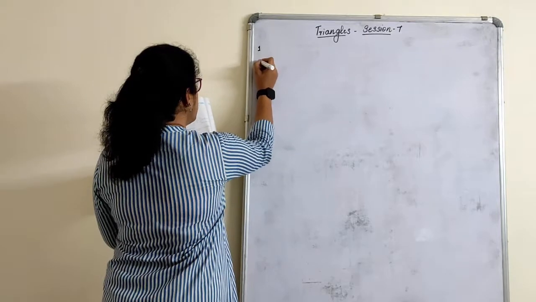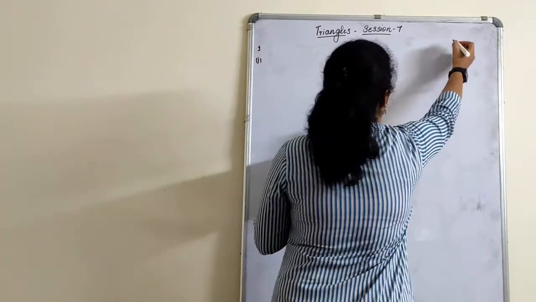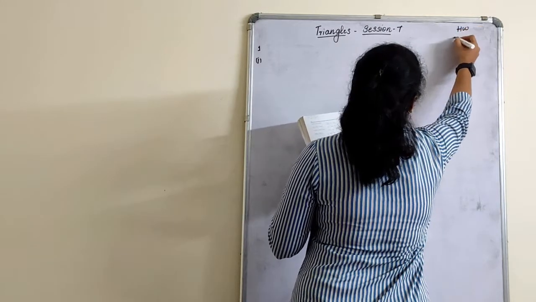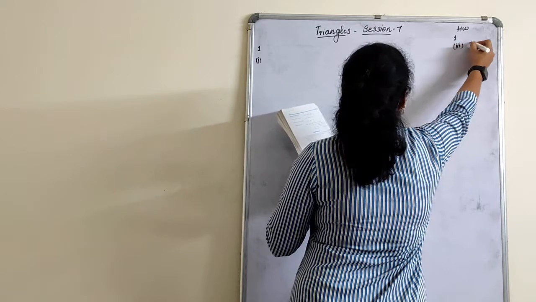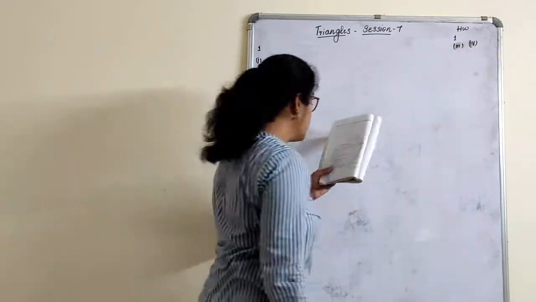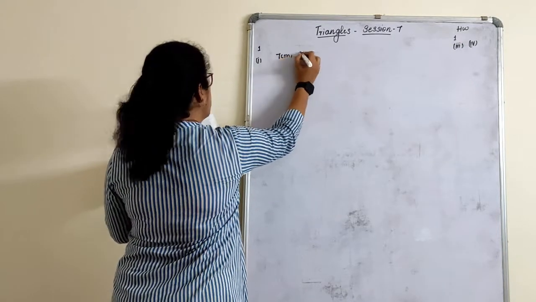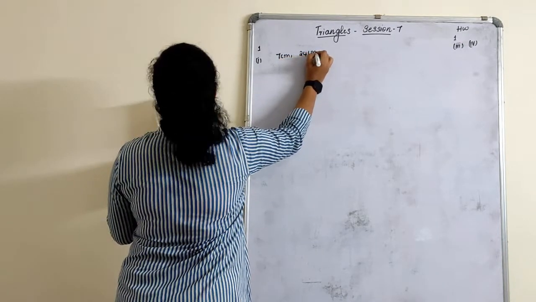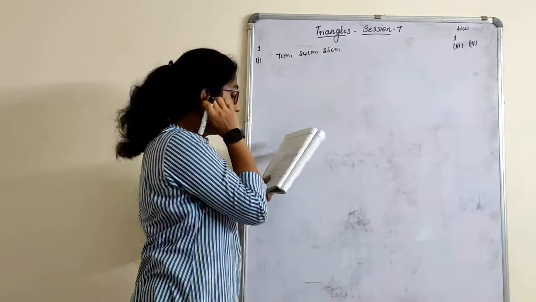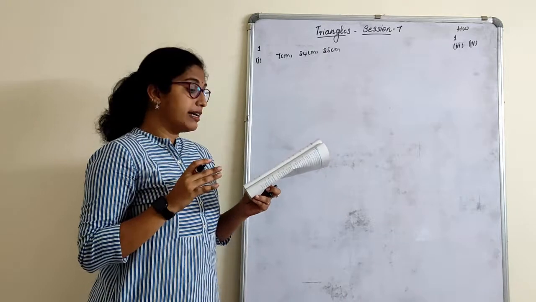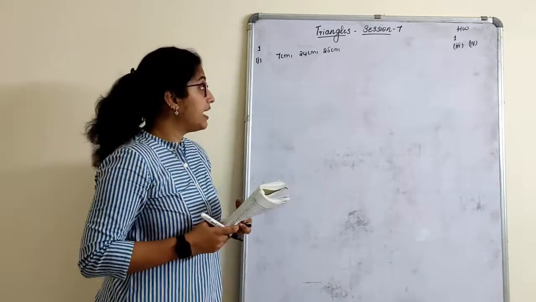First one is very simple here. I will just solve the first two in that, and the third one and fourth one you will be solving as homework. The given numbers are 7 centimeter, 24 centimeter and 25 centimeter. The sides of a triangle are given below. Determine which of them are right triangles. In case it is a right triangle, write the length of the hypotenuse.